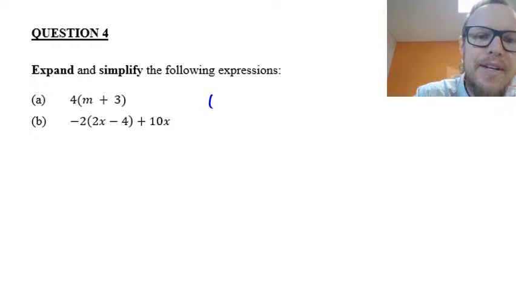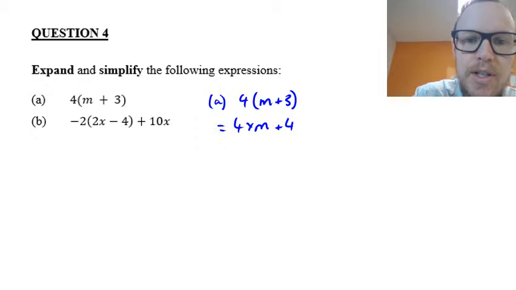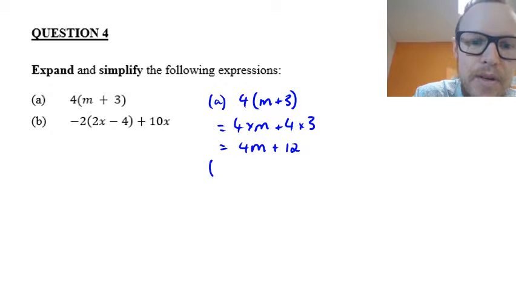Expanding and simplifying, we've got 4 times m plus 3. That's 4 times m plus 4 times 3, which is 4m plus 12. We stop there. 4m and 12 are not like terms.